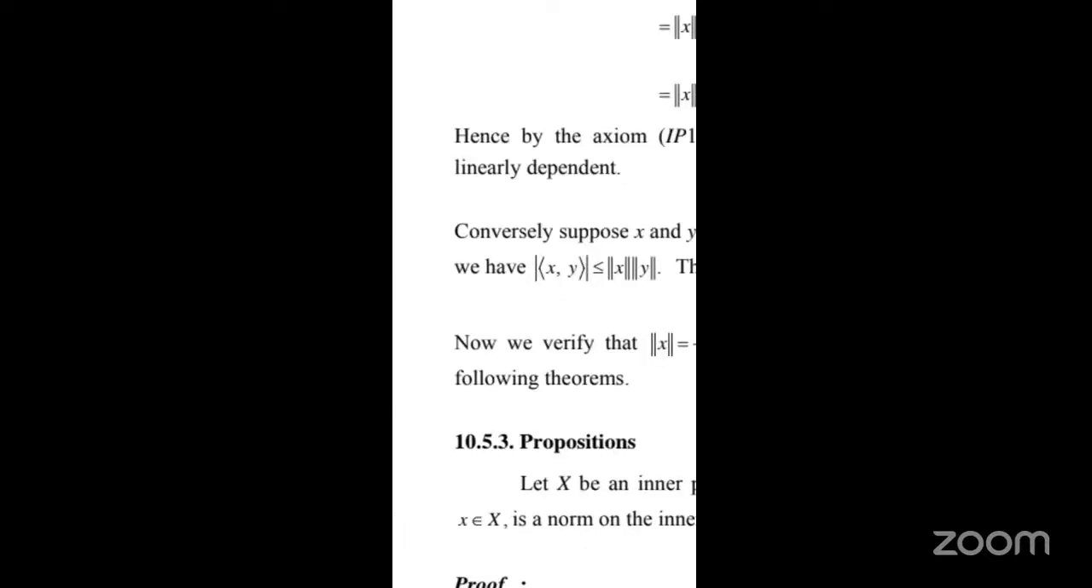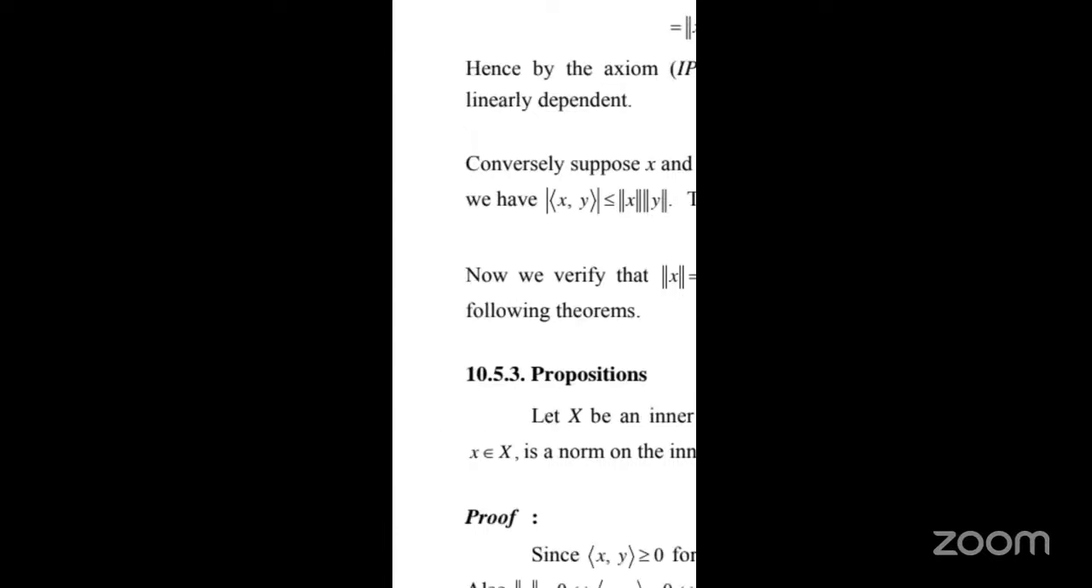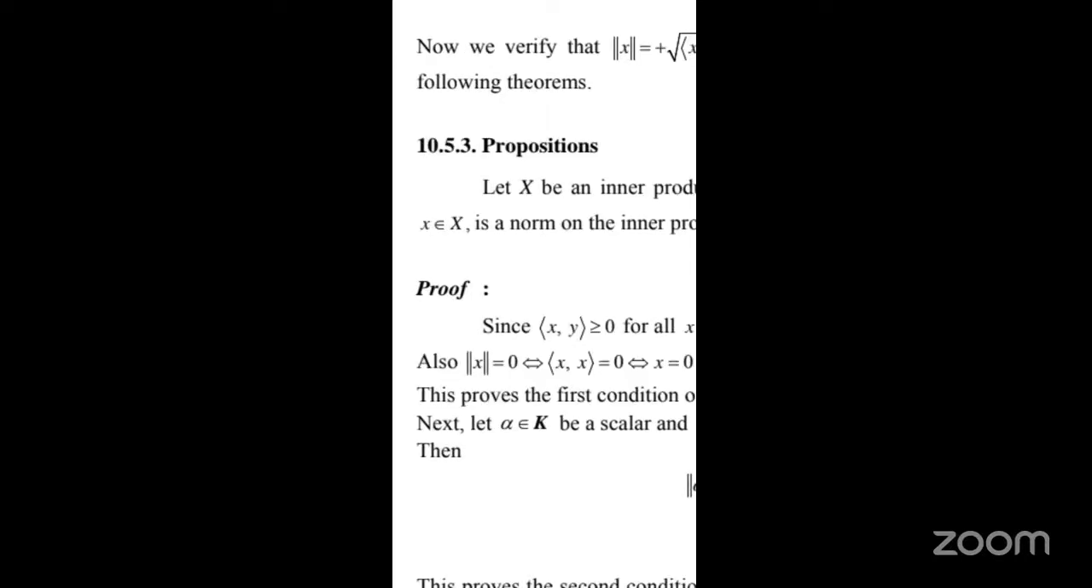After the simplification, we get norm x squared minus norm x squared. That value is equal to 0, because the given condition is linear dependence. Conversely, suppose x and y are linearly dependent. We take x equal to alpha y. Then by the positive definite condition, we have the absolute value of the inner product of x and y equal to norm x into norm y. Another proposition: norm x equals the square root of the inner product of x and x.